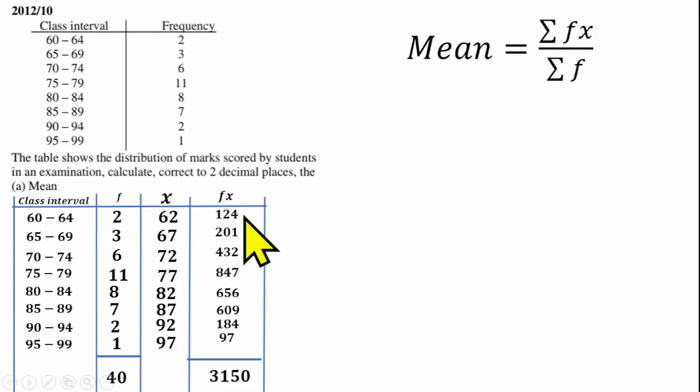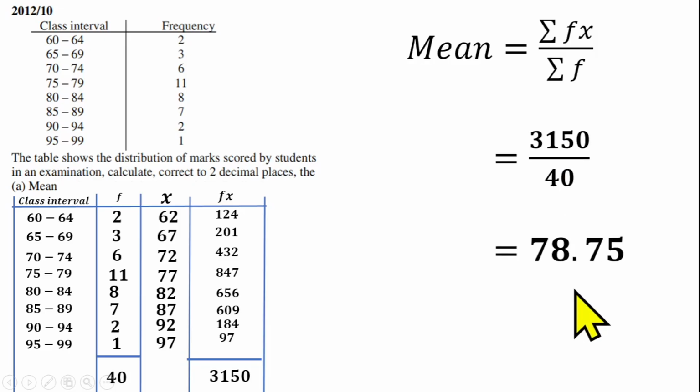So for getting our fx and our f, you sum them together and then you put it into the formula. We divide it, we have 78.75 to be the mean mark of the question, and you have to leave your answer in 2 decimal places. Of course, it is already 2 decimal places.